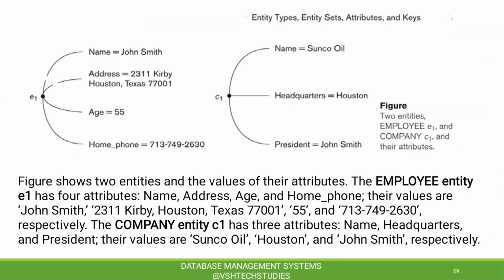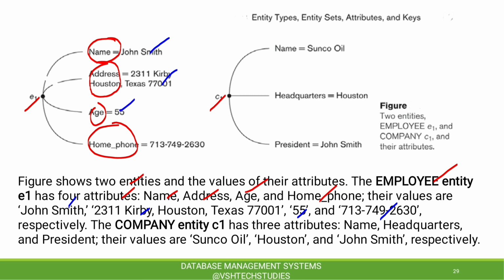Here the figure is showing two entities, that is employee entity 1, that is E1, and company entity 1, that is C1. The employee entity E1 has four attributes, that is name, address, age and home phone. So name, address, age and home phone. These are the attributes. Their values are John Smith, then address value, age value and home phone value.